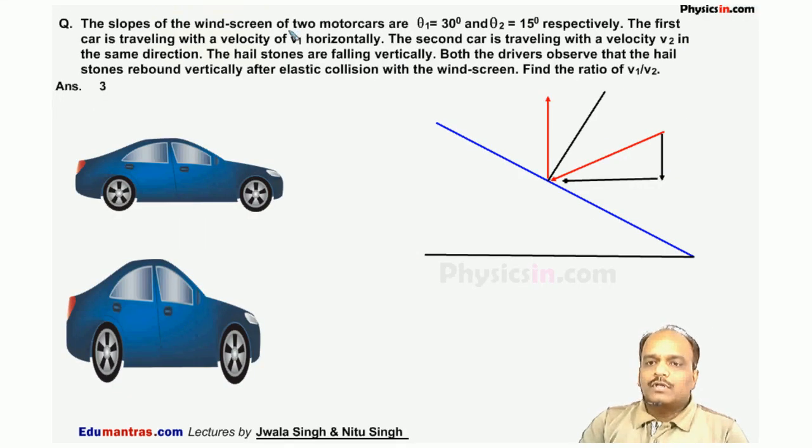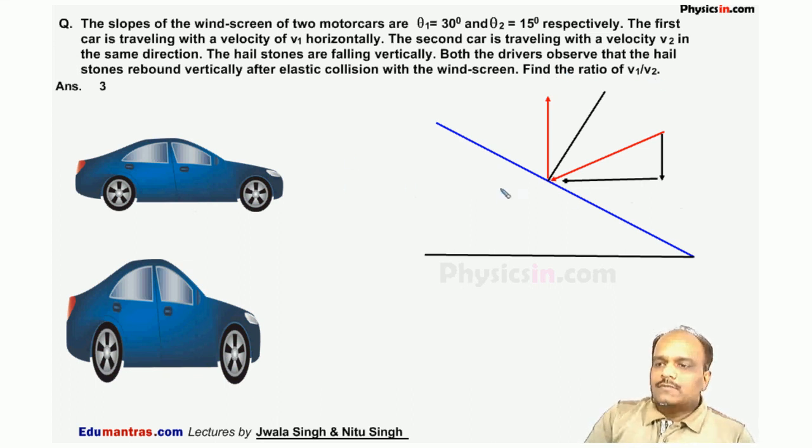The slopes of the windscreens of two motor cars are theta 1 and theta 2 respectively. The first car is traveling with a velocity of v1 horizontally. The second car is traveling with a velocity of v2 in the same direction. The hailstones are falling vertically. Both the drivers observe that the hailstone rebounds vertically after elastic collision with the windscreen. Find the ratio of velocities v1 and v2.